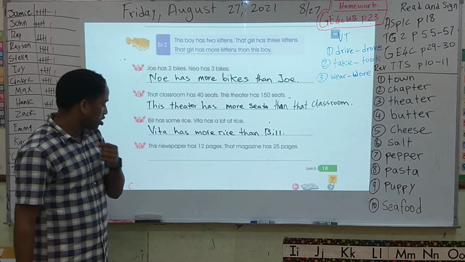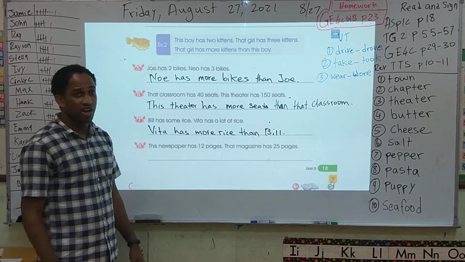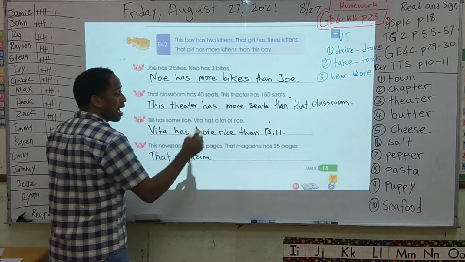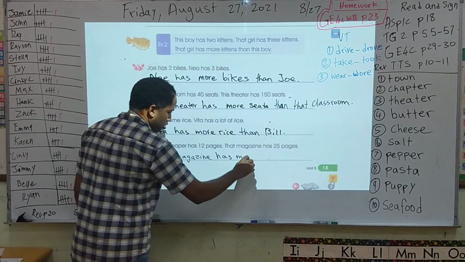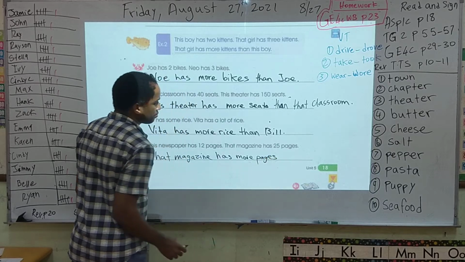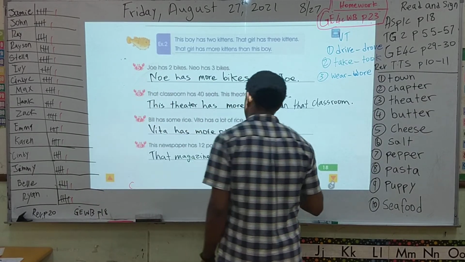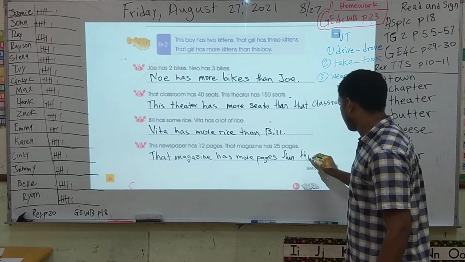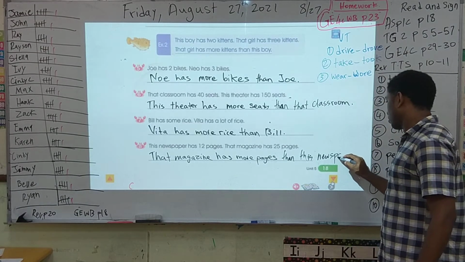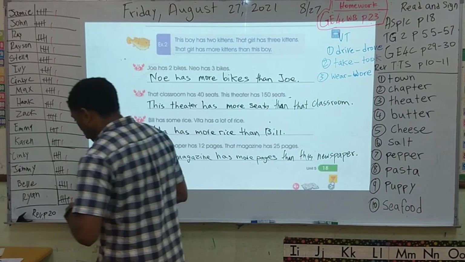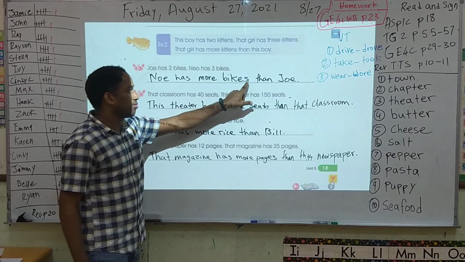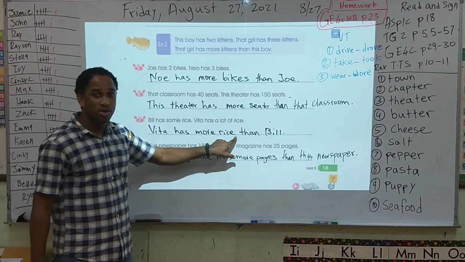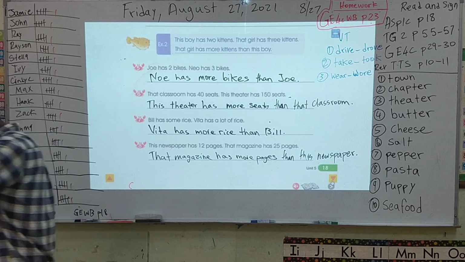And the newspaper has 112 pages. The magazine has 25 pages. So the newspaper has more pages than the magazine. So how do you know it's countable? This one is countable, bikes. This one is countable, seats. This one is countable, pages. This one is uncountable, rice. Okay? Now let us see the answers.